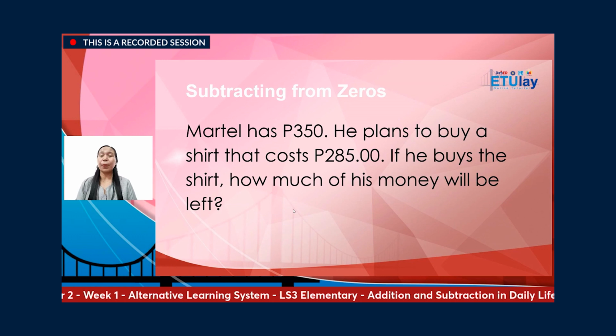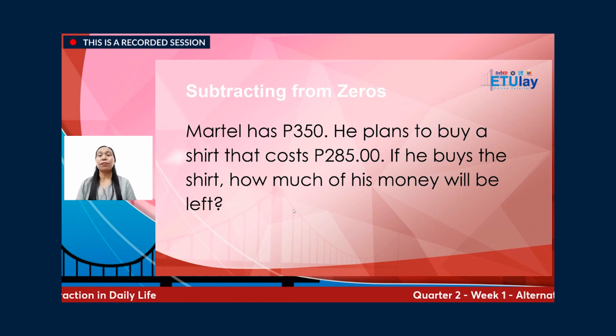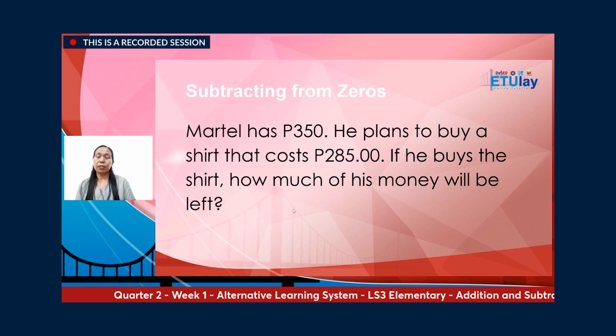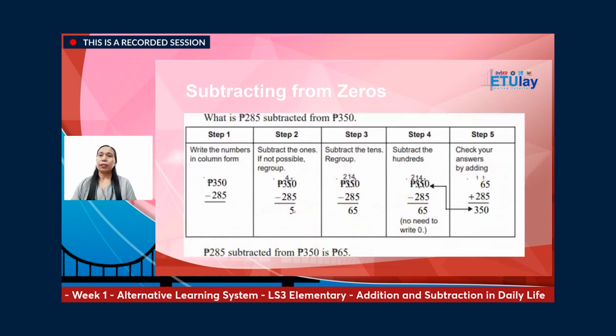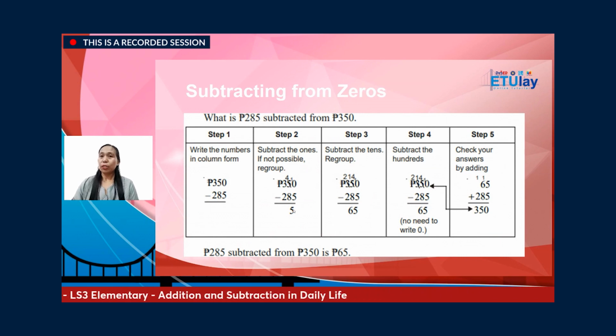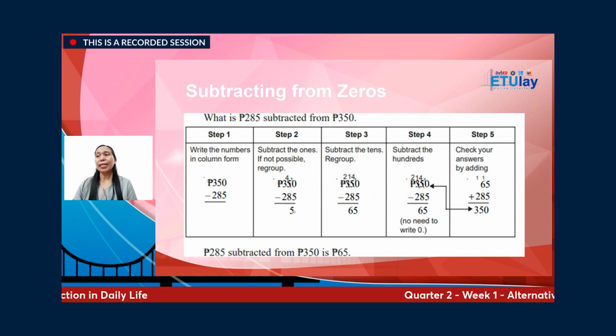Okay, let's try this example. Martel has 350 pesos. He plans to buy a shirt that costs 285 pesos. If he buys the shirt, how much of his money will be left? We need to subtract. Again, we subtract 285 from 350. Write the numbers in column.